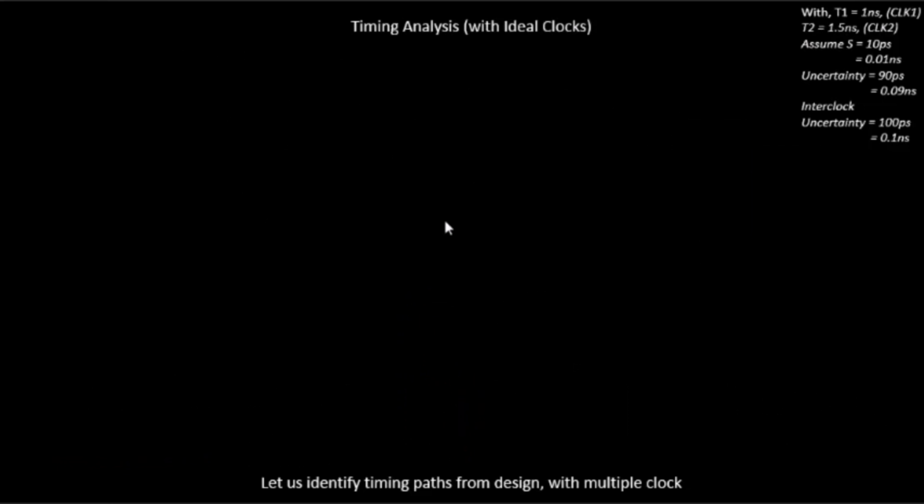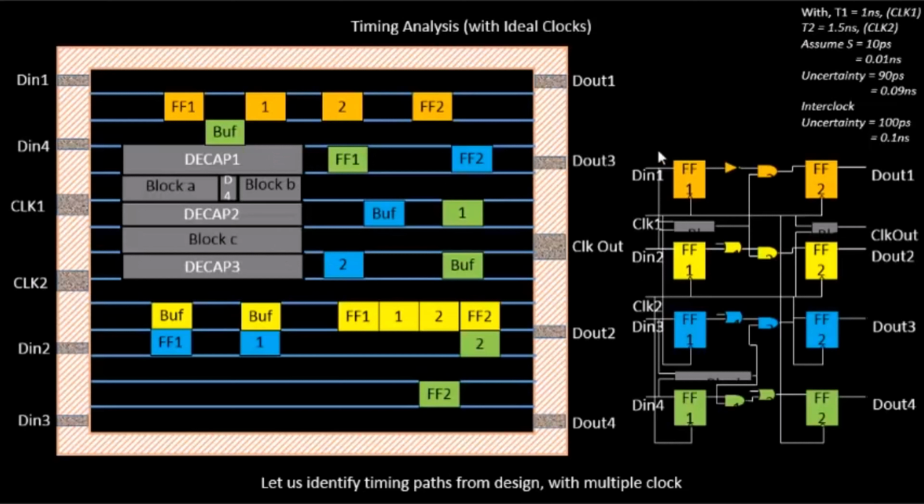Second thing, the second part of it: we'll take the real example and identify the timing paths from the design with multiple clocks. With that said, we have this section of the circuit where the clock for this particular flip-flop was coming from clock 1 and flip-flop 2 was receiving clock from clock 2. Similarly, the green colored flip-flop 1 was receiving clock from clock 2 and this one was receiving clock from clock 1.